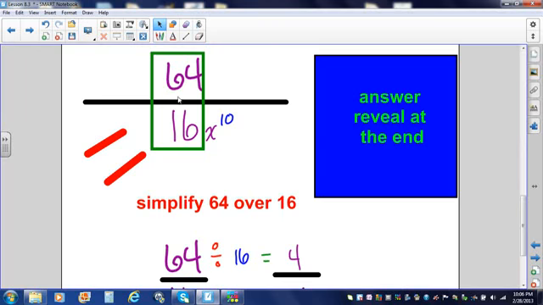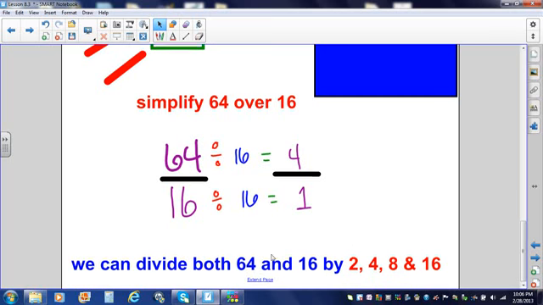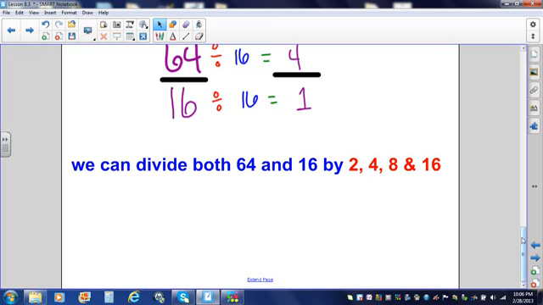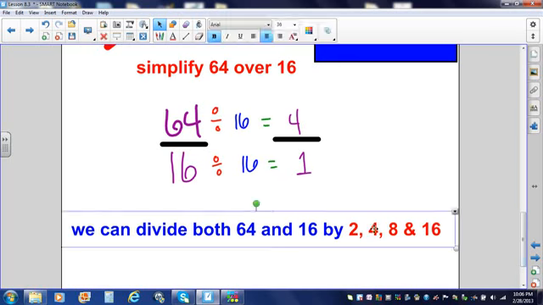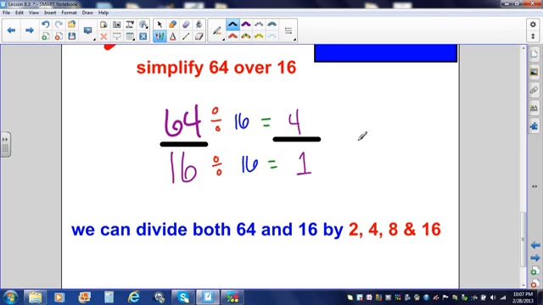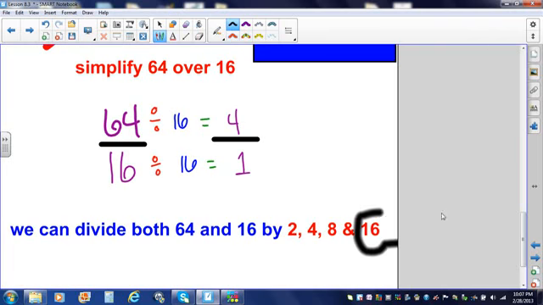I'm going to simplify 64 over 16. Lots of choices. We could divide by 2, 4, 8, and 16. The greatest common factor. Well, bam! Nice vocabulary. The Blackhawks would be 16. Divide both by 16 and you get 4 over 1.